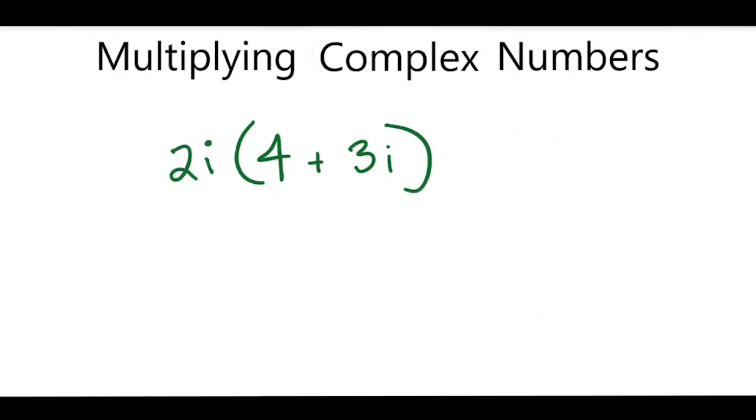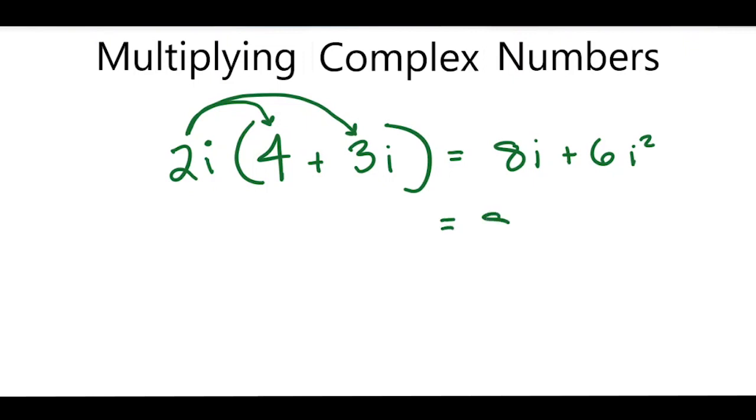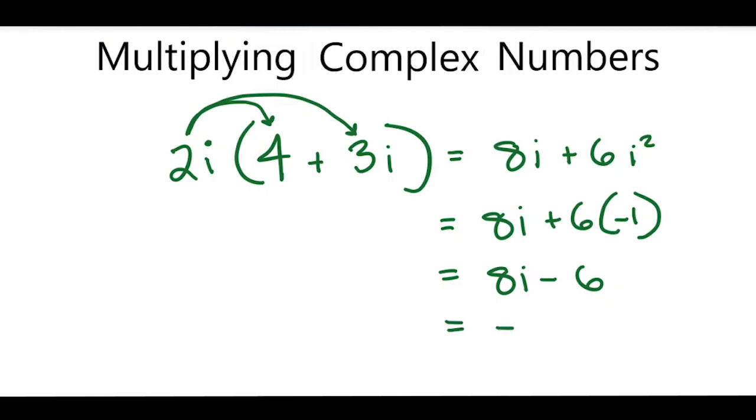So here I have 2i times (4 plus 3i). So I will distribute the 2i into the parentheses, and that'll give me 8i plus 6i squared. And remember that i squared is negative 1. So this will be 8i plus 6 times negative 1. We have 8i minus 6, and then we want to put it in standard form, so I will rewrite this as negative 6 plus 8i.